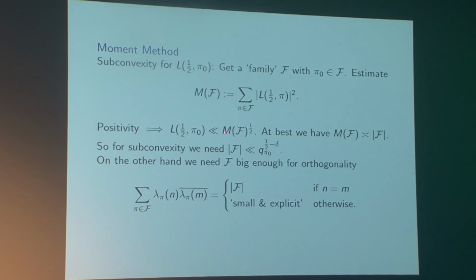So if you want to get less than q(π₀)^(1/4), you have to take F to be smaller than q(π₀)^(1/4 − δ), right? So the family cannot be too big. On the other hand, you need the family to be big enough so that you have some sort of orthogonality, because when you open up this absolute square, you will get sums, and you want to show that when m equals n you have the main term, and when m is not equal to n you get something small and explicit, so that we can continue. Okay? So that's the problem. On one hand you want the family to be not that big, and on the other hand you want it to be big enough. Okay?